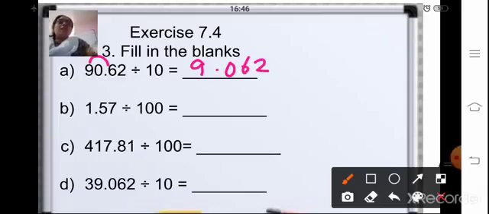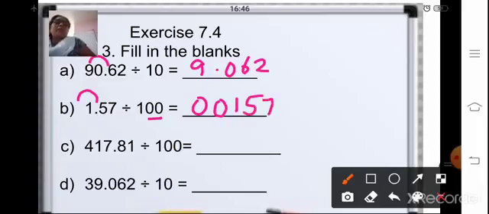9.062. Now second one, 1.57 divided by 100. As it is to be divided by 100, this decimal point will move 2 places towards your left. Now as there is no number here, you will add 0. So you write 2 zeros, 157. So after the 2 decimal places, your answer is 0.0157.